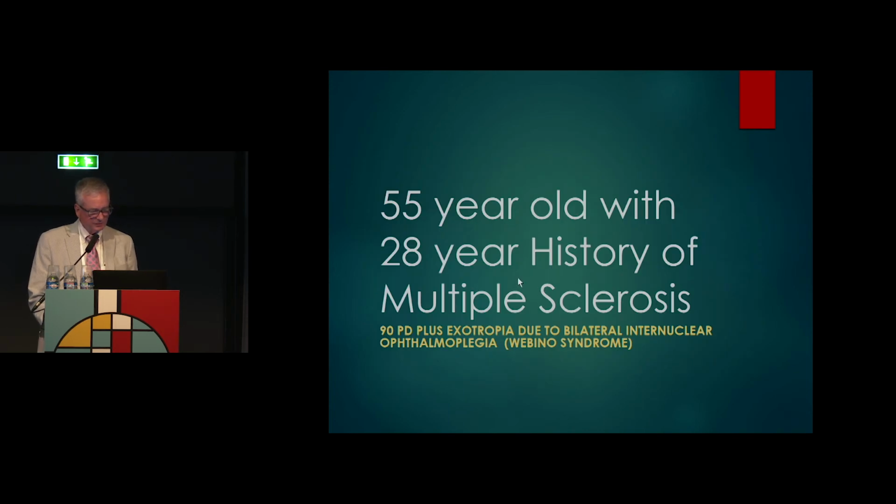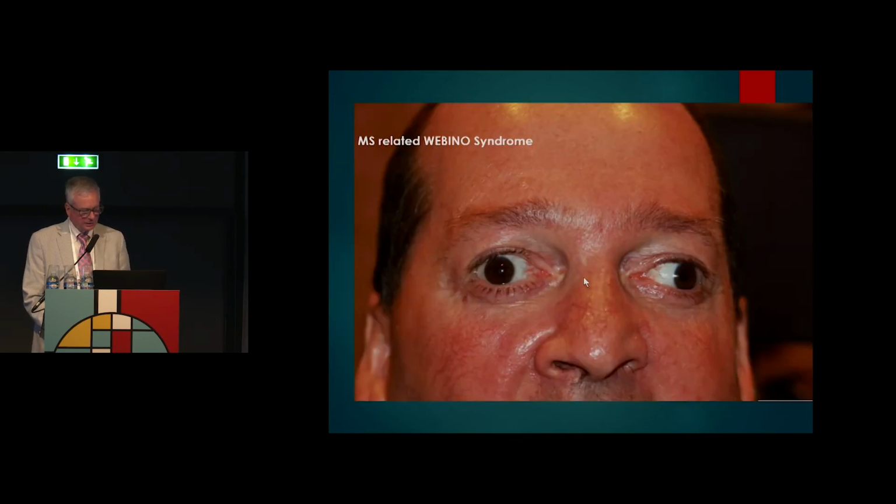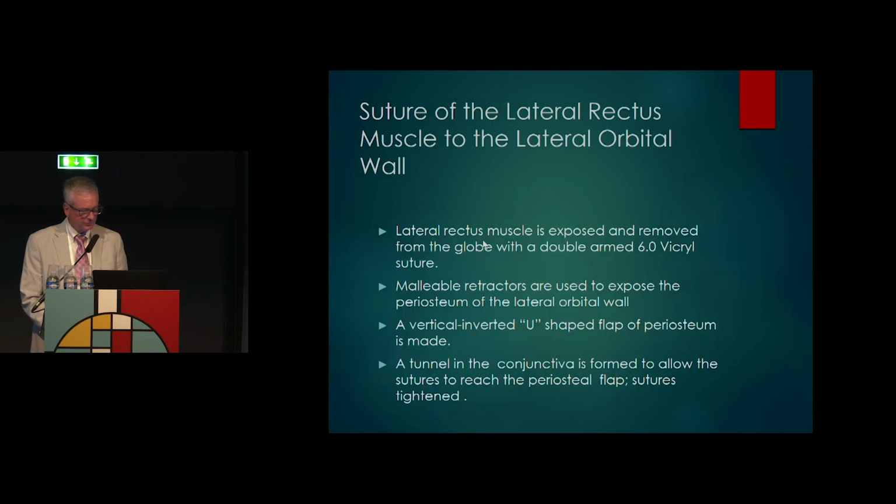Last case: a 55-year-old with a 28-year history of multiple sclerosis and a 90-plus prism diopter exotropia. He had bilateral INOs and constant double vision. Some people refer to this as a WEBINO syndrome.